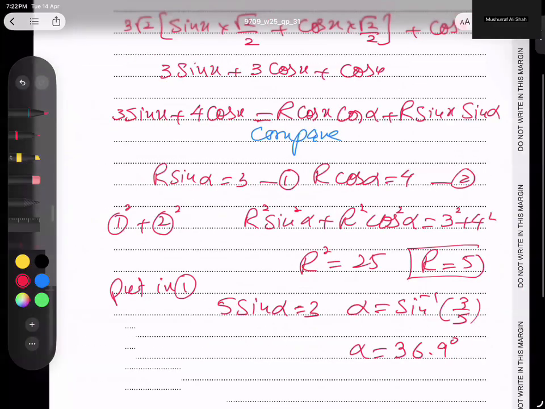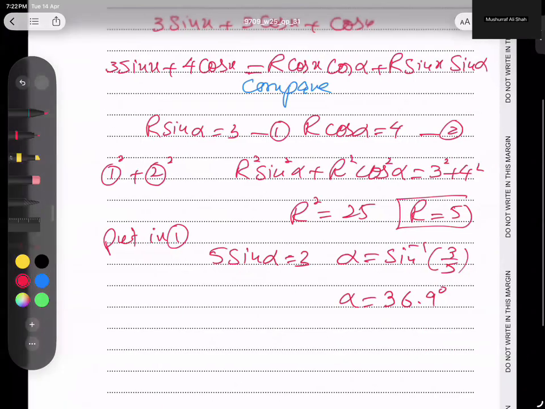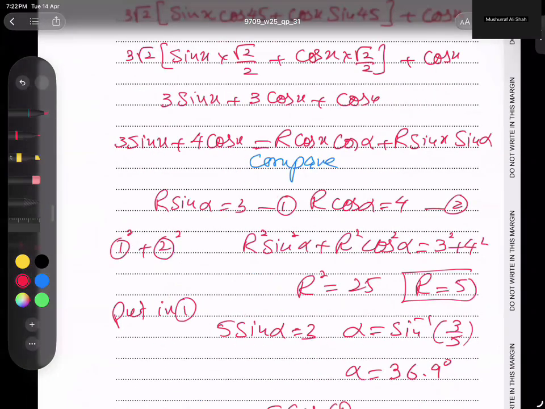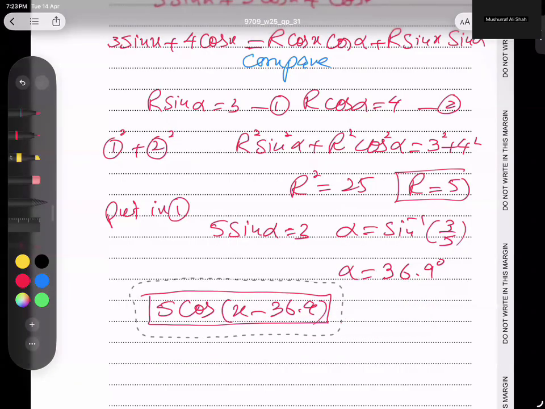And we have to convert into this form. So we are bound to write the R form. R is 5, then cos, then x minus alpha, so 36.9. So this is my conversion. I hope the point is very clear. And we have done the first part. Let's talk about the second part on the next page.